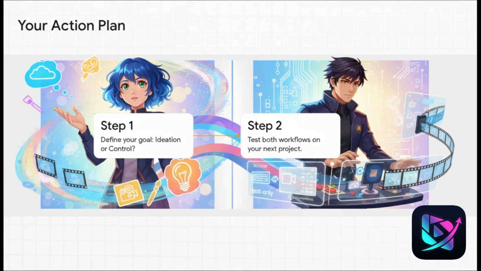So here is your action plan. On your very next project, before you do anything else, just ask yourself that one critical question. Is my goal ideation or is it control? Am I exploring ideas or am I executing a specific plan? And then, just for fun, run a quick test. Take one scene and try it with both workflows. I promise you, the difference in consistency will be night and day. Making this single choice correctly right at the start is going to save you more time and more credits than any other trick you could possibly learn.